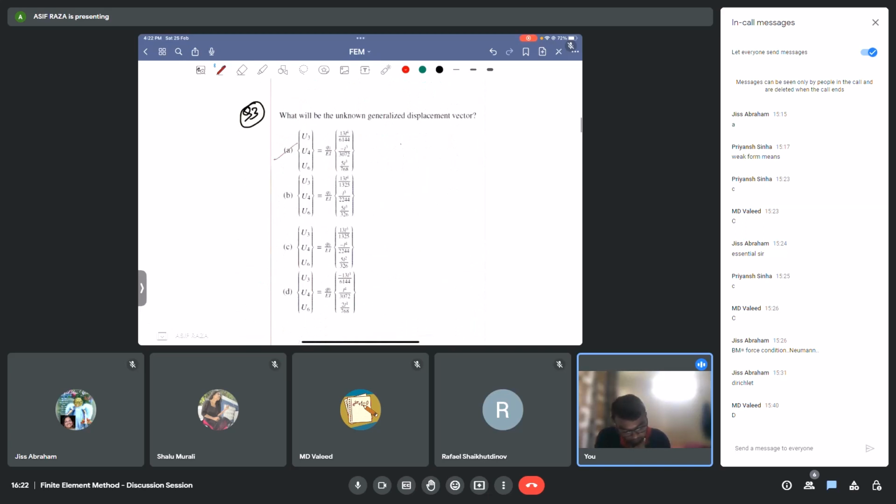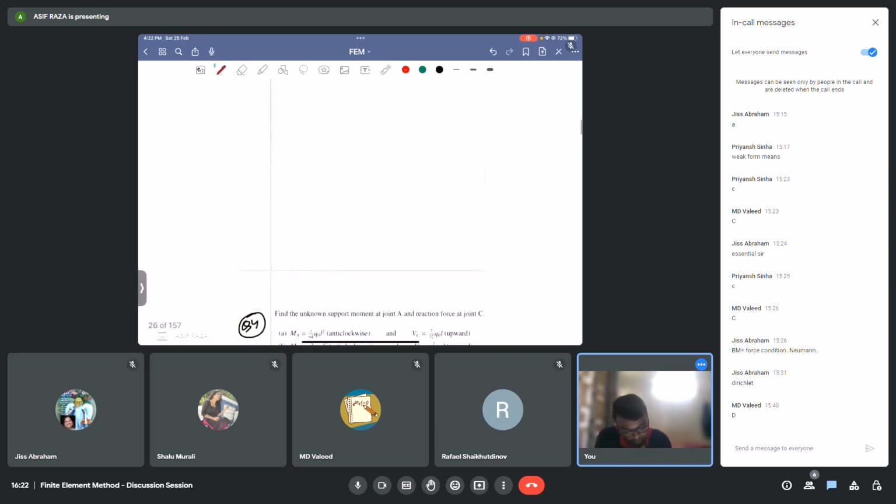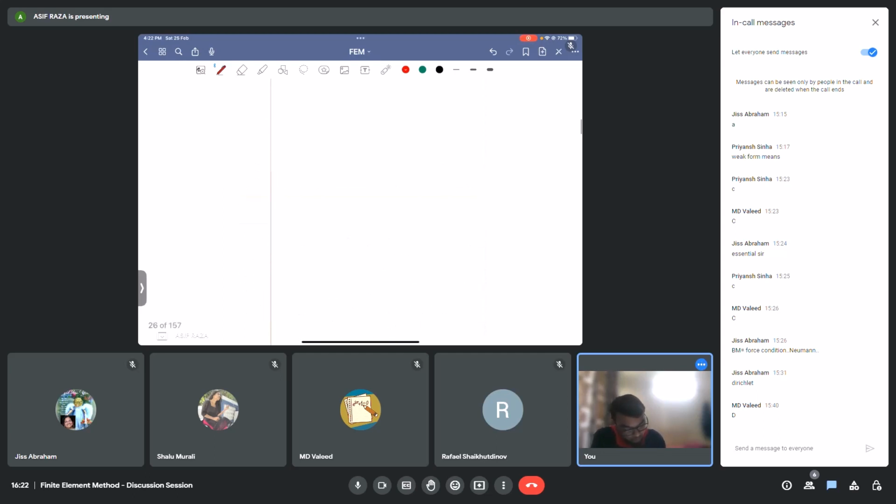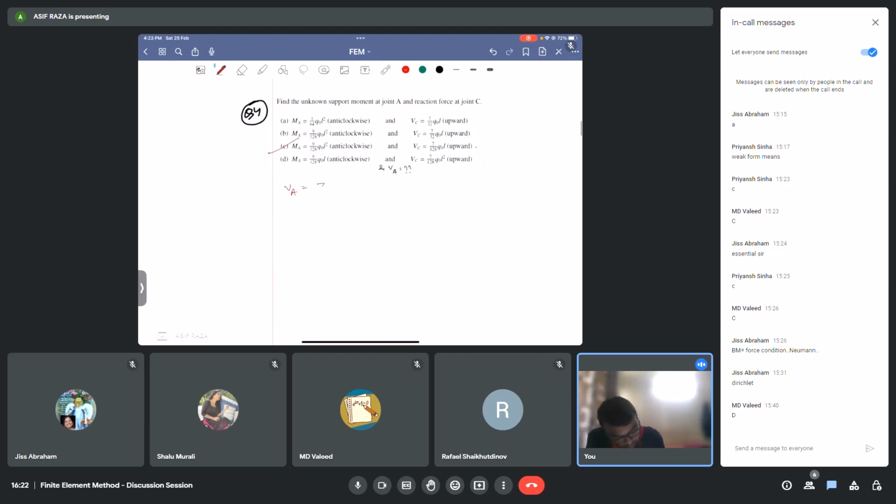Option A for this, anti-clockwise, and this acts as upward, and option C for this. So the question asked only MA and VC. So we also have VA equal to 7 by 128 q naught L acting upwards. Okay.